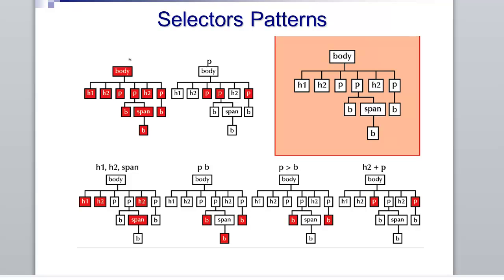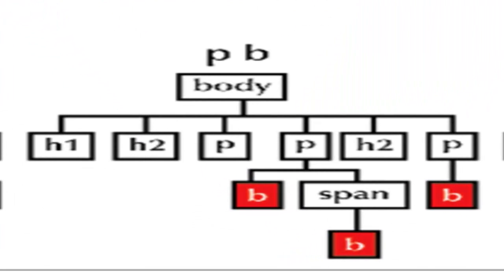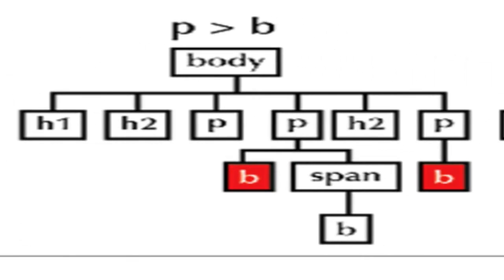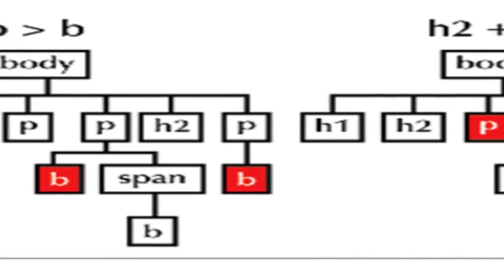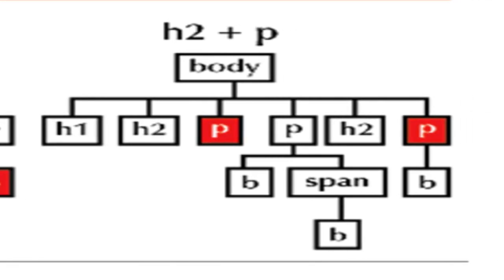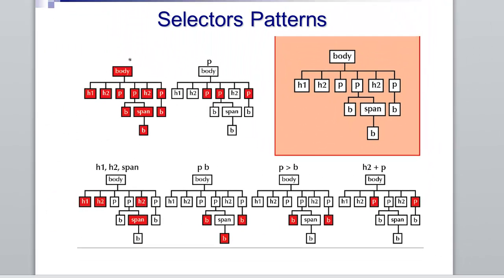So here we see the context P B, meaning every B tag inside the P will have that style applied. The child selector means that only the first child descendants of P will have that style applied. The descendant selector means that only siblings of that selector will have that style applied.